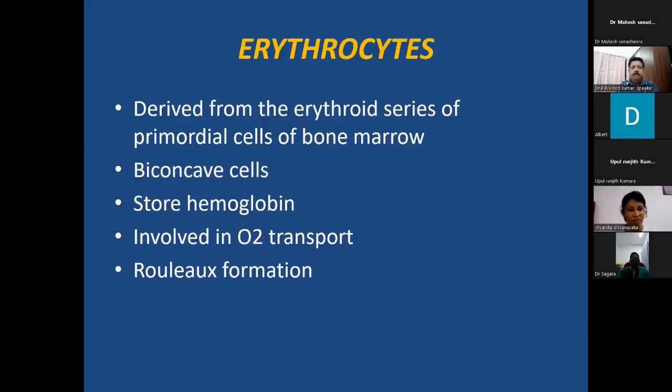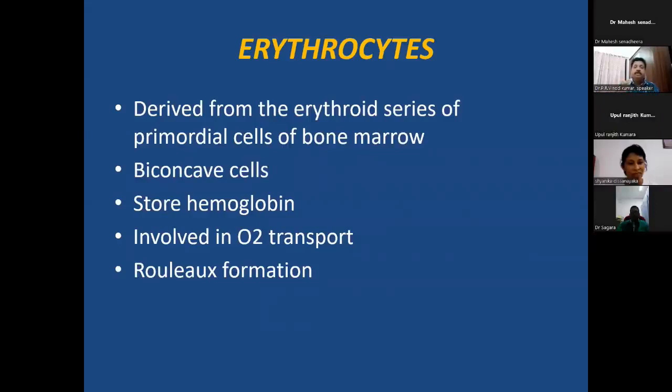Erythrocytes are biconcave cells. They store hemoglobin and are involved in oxygen transport. When they are let free, or come out from the blood vessel, immediately they will clump together. They will pile together, one upon the other. This is known as rouleau formation. Rouleau formation occurs according to a rate. The rate of rouleau formation shows the erythrocyte sedimentation rate.